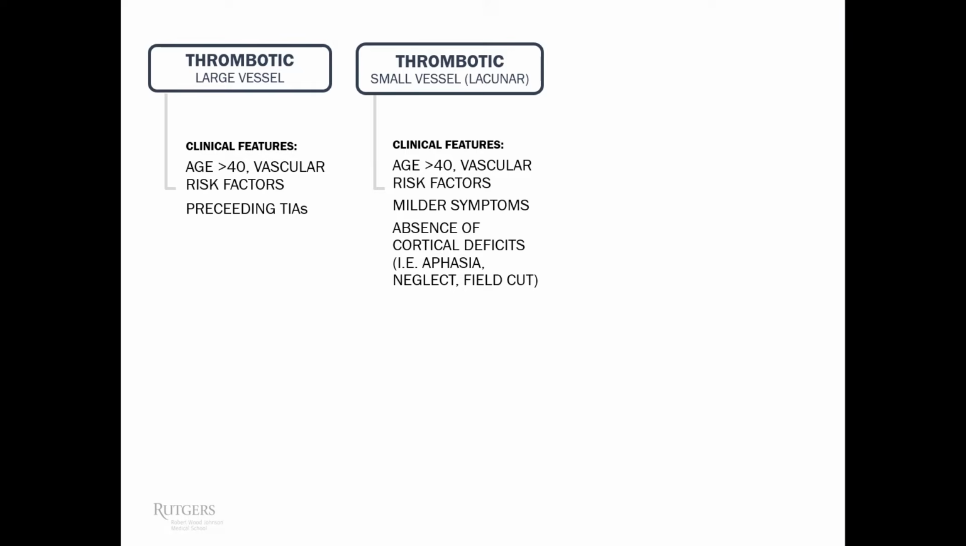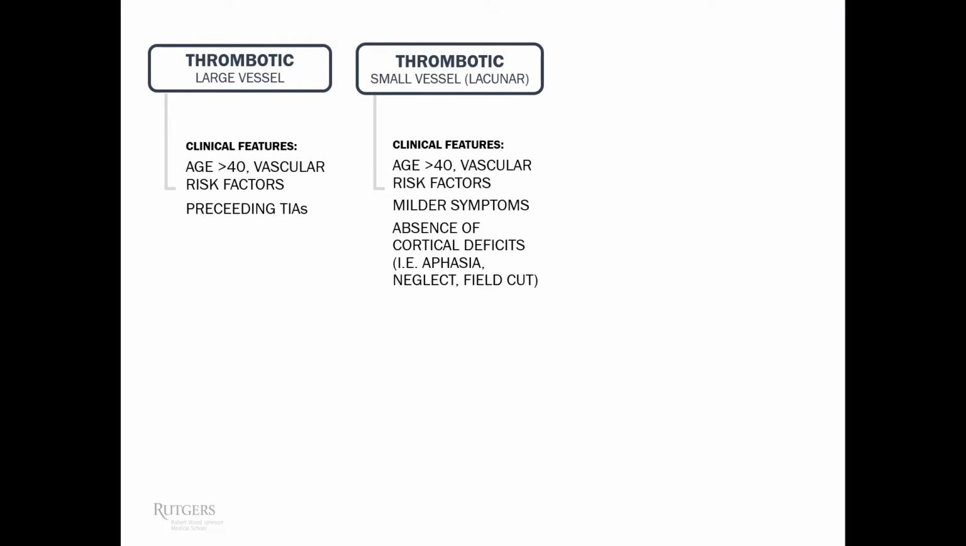Which patients get thrombotic strokes? Well, there's a common risk factor profile for both large vessel and small vessel strokes. A typical patient is older, has multiple vascular risk factors such as hypertension, diabetes, dyslipidemia, smoking. So a hypertensive patient, for example, is at risk for both small vessel and large vessel strokes. The key clinical differentiator between these subtypes requires an understanding of what's meant by large vessel and small vessel.